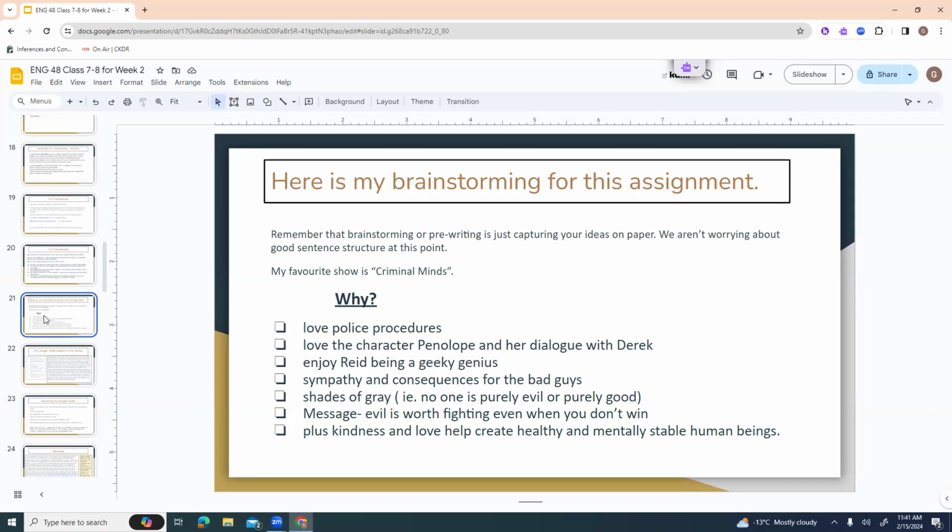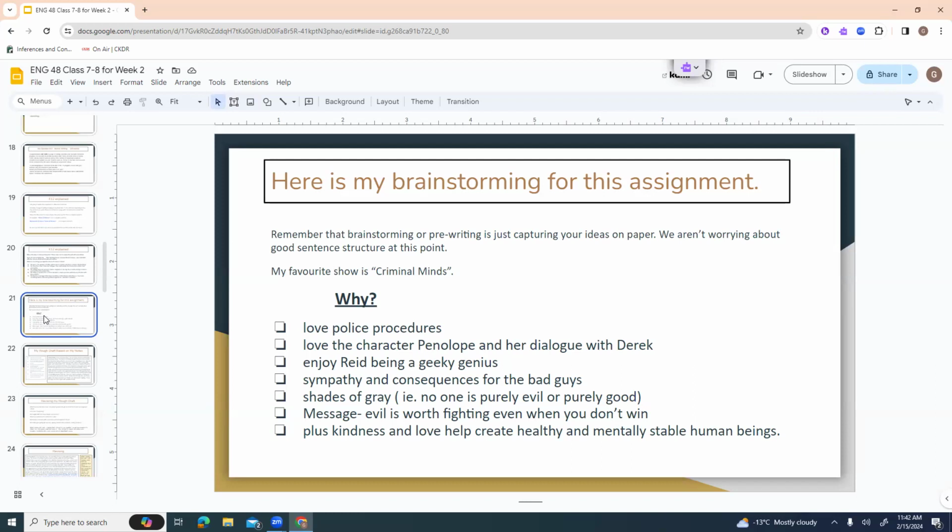I like that there's a real presentation of shades of gray. Even though they're kind of fighting serial killers a lot of the time, they still never portray most people as being purely evil or purely good. I love the overall message. I love that they always try to talk about evil being worth fighting, even when you don't win. And not just the evil of other people, but evil in yourself, right? Hatred, meanness, that kind of thing.